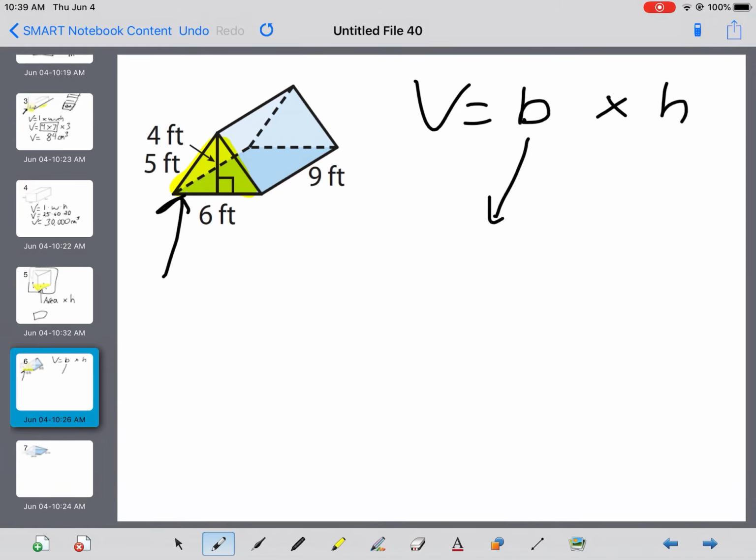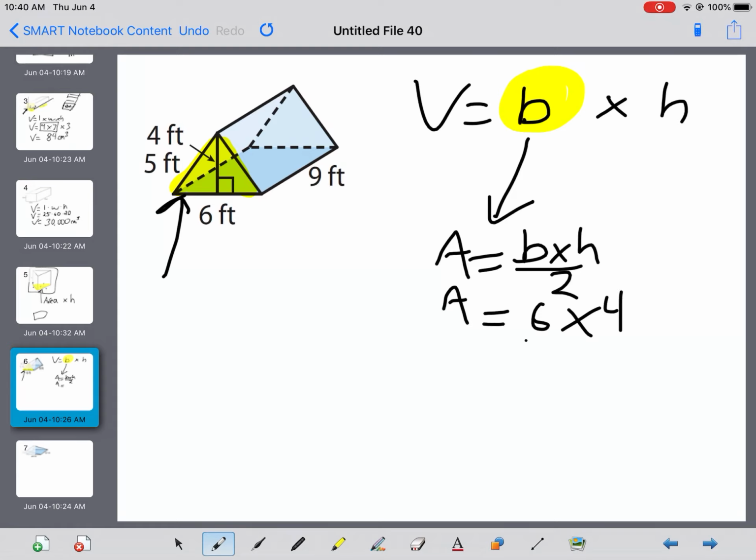So what I can do is think to myself, well, can I find the area of the base? I can, because I know how to find the area of a triangle. The area of the base is just the base times the height. And by the way, grade 7, when I'm talking about the base, I'm talking about the overall flat surface of the triangle that it can be sitting on. But then I use the base from the triangle, which is 6 feet times 4 divided by 2. So I get 6 times 4 is 24, and I divide by 2, so I get 12.